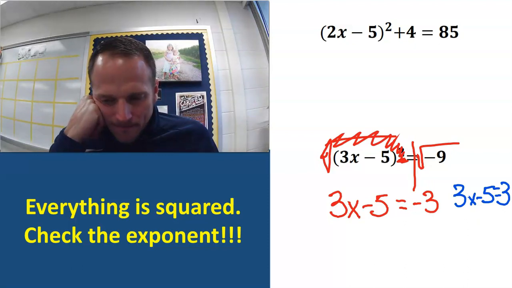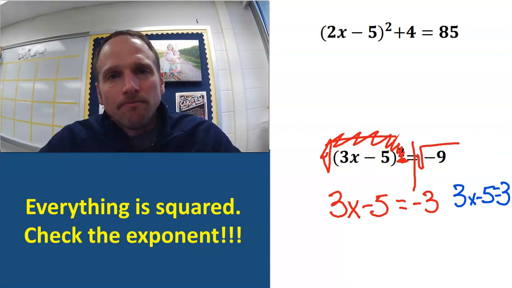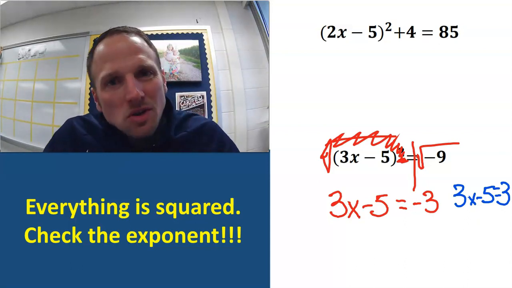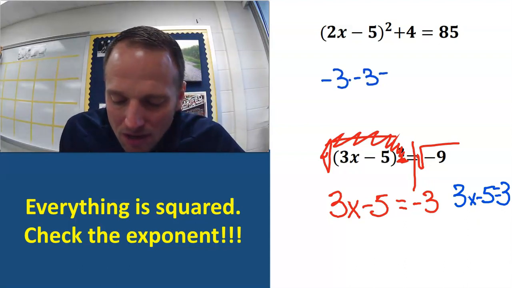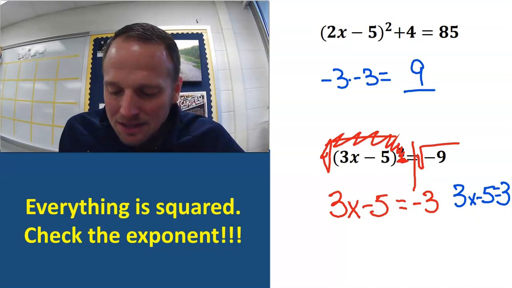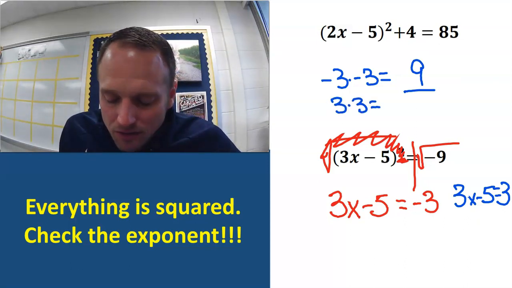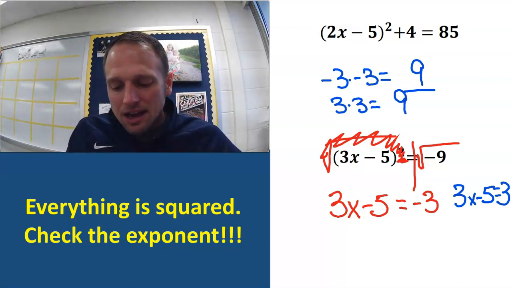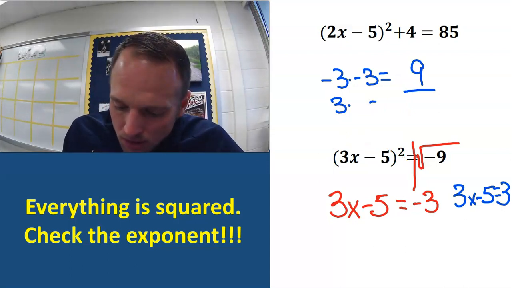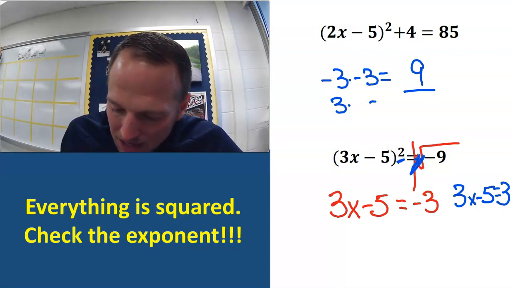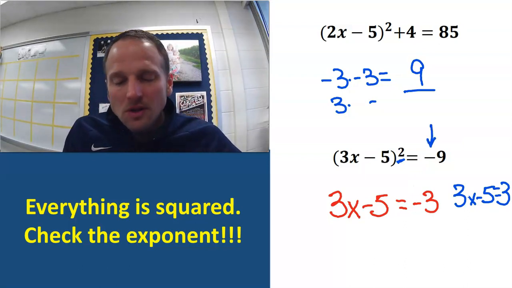Because the truth is, you can't take the square root of a negative number. It doesn't work. We saw that before, remember? Because what's negative 3 times negative 3? That's going to be a positive 9. And if we take a positive 3 times a positive 3, that's also going to be a positive 9. So we can't square a number and get a negative. If we're squaring something, it's always going to be positive.